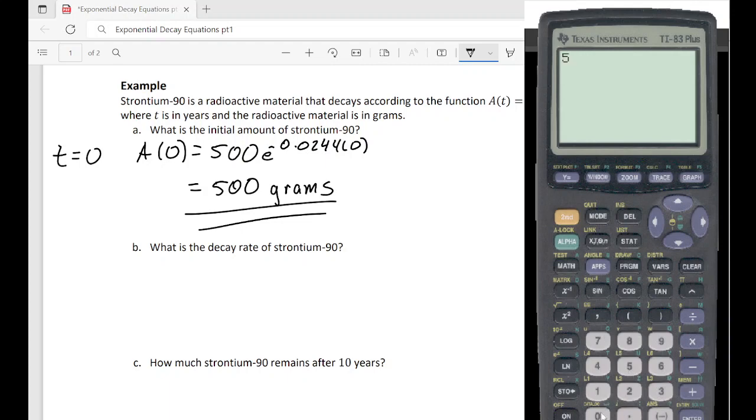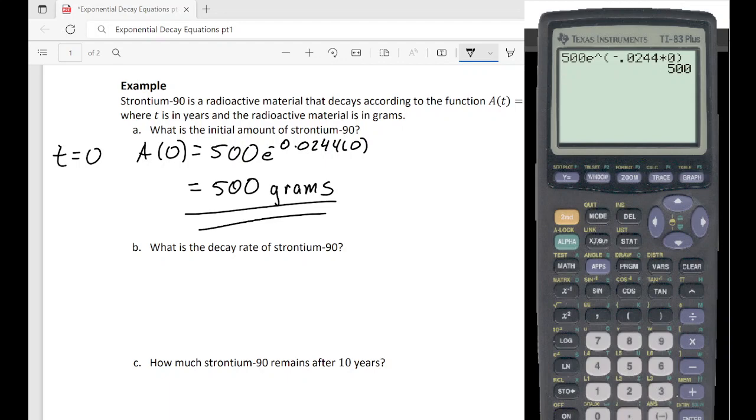So 500 times e^(-0.0244 × 0), and that'll give us 500, so pretty nice, confirms it.